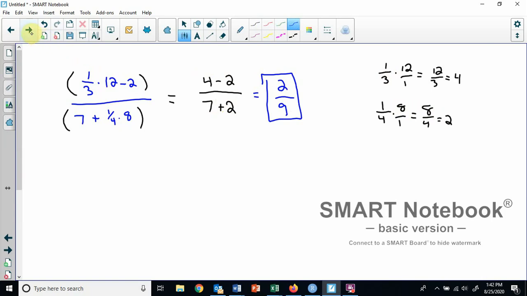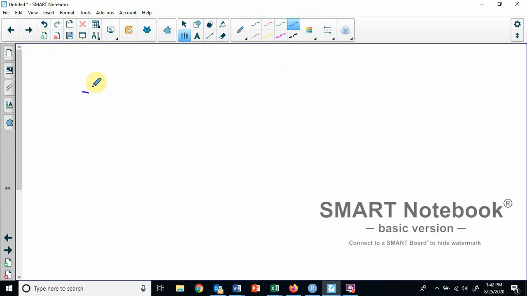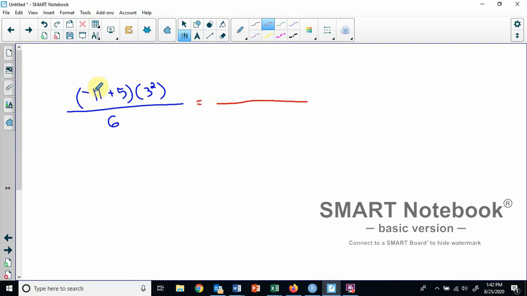Okay. Look at another example here. -11 plus 5 inside parentheses, 3 squared inside parentheses, all over 6. Could I do this? So you say order of operations, parentheses. So I could do both of these parentheses, or grouping symbols. -11 plus 5 is -6. 3 squared. Remember, 3 squared means I have two 3's being multiplied. So 3 times 3 is 9. And on the bottom I have 6.